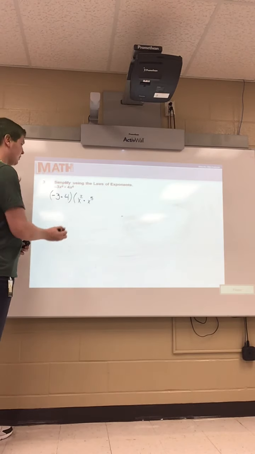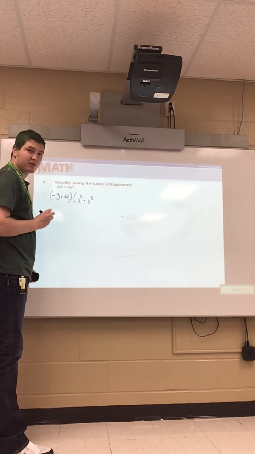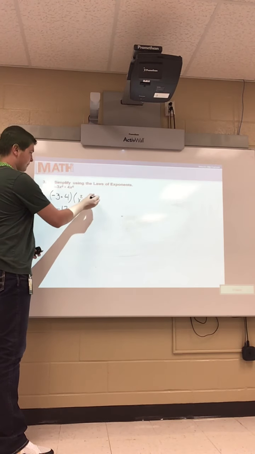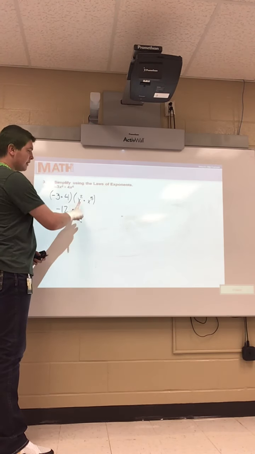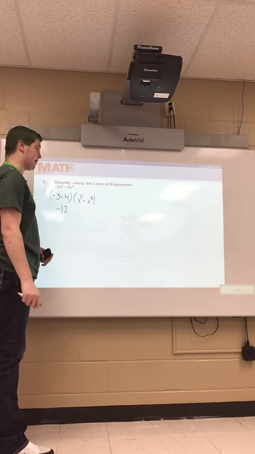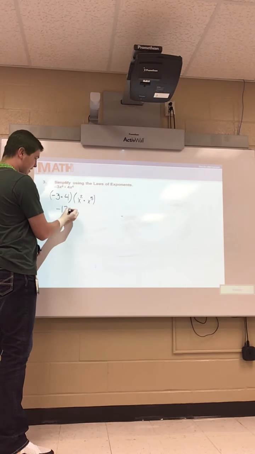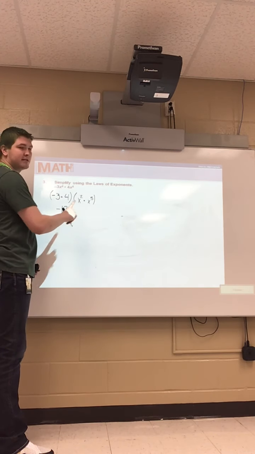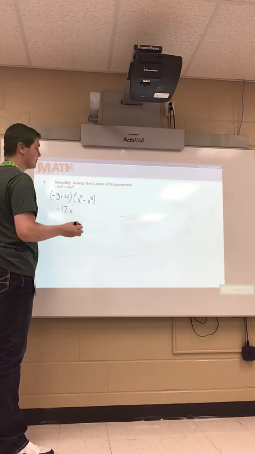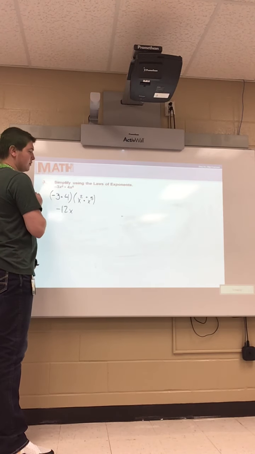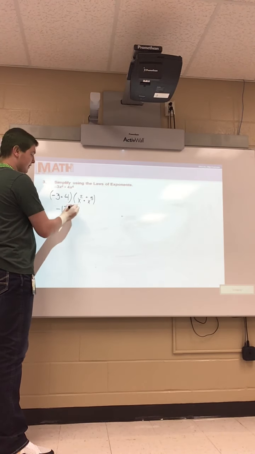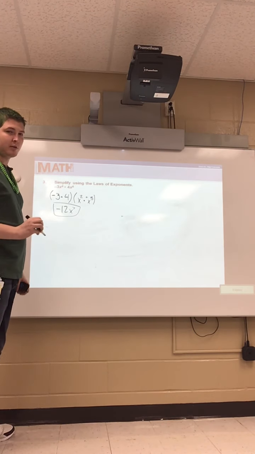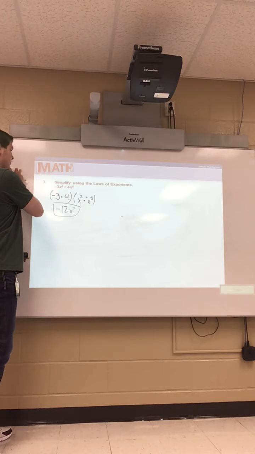-3 times 4, you just do like normal, -12. Now, this you just do what we've just been talking about. Common base is x, and this is telling us with the common base and we're multiplying, we can add those exponents. So 2 plus 5 should give us 7. So we should get -12x to the 7th power.